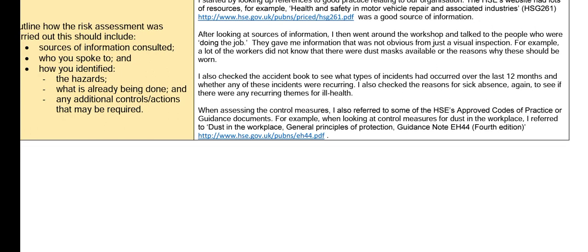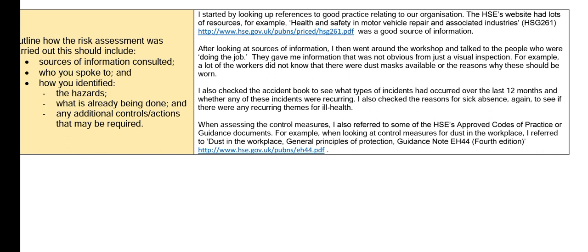This is for what? For control measures, we will take information from here on how we will implement the control measures for this dust mask, because dust in the workplace is hazardous. For dust in the workplace, I referred to this website, and they gave us some approved codes of practice, some control measures, which are advantageous for us. So in this section, we need these three things: sources of information, who you spoke to, and how you identified the hazards. So this is part one, in which we read these points.